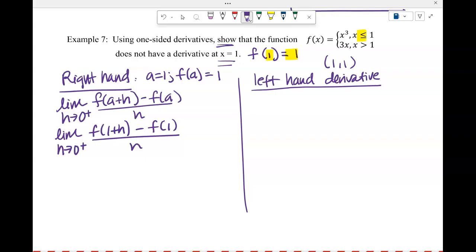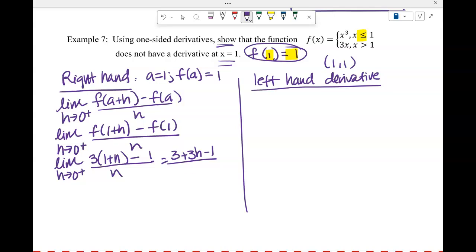Remember, we're coming from the right side. So which piece are we using? First or second? Hopefully you guys said the second piece, right? Because it's 3 times 1 plus h, minus f of 1, which doesn't ever change because that's your y value. This equals 3 plus 3h minus 1 all over h. So the limit as h approaches 0 from the right is 2 plus 3h all over h.